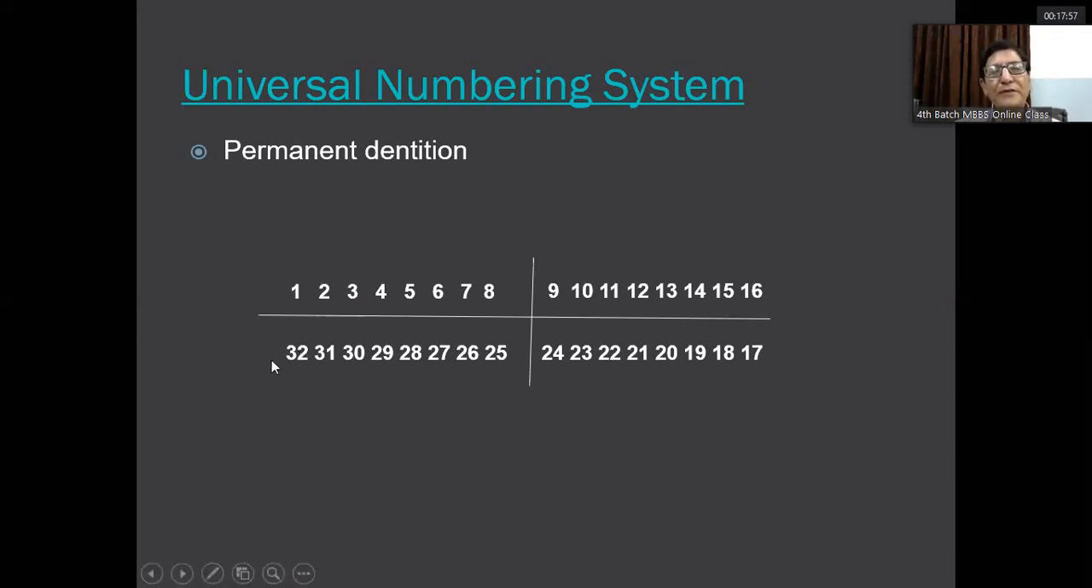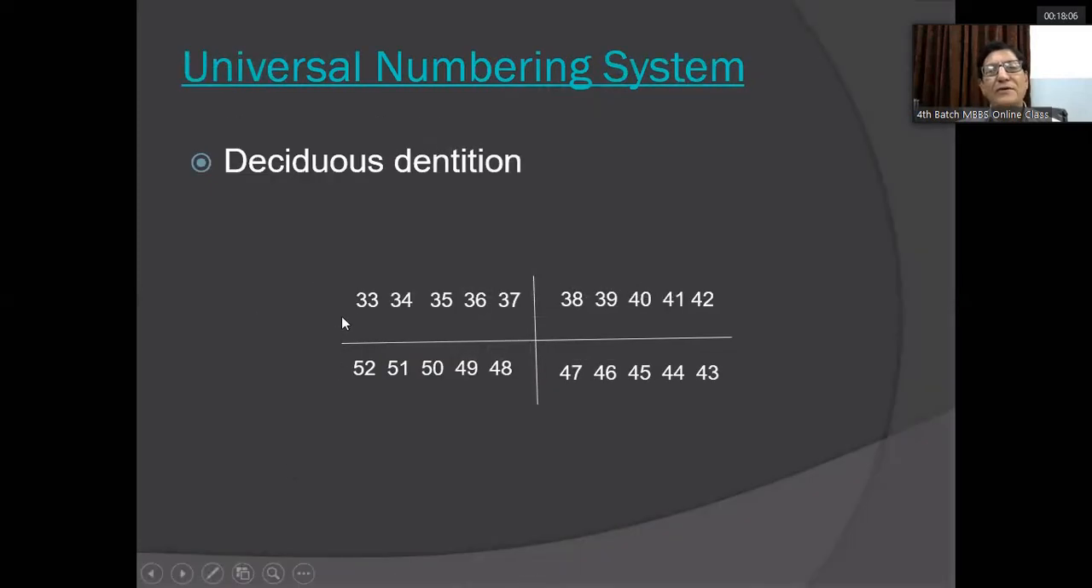Similarly, after 32, 33, 34, you go for the deciduous again. So above 32, you have deciduous: 33, 34, 35, 36, 37, 38, 39, 42, like this. Okay, you can practice this now. You have only numbers here. In the second and third systems, you don't have to write this.